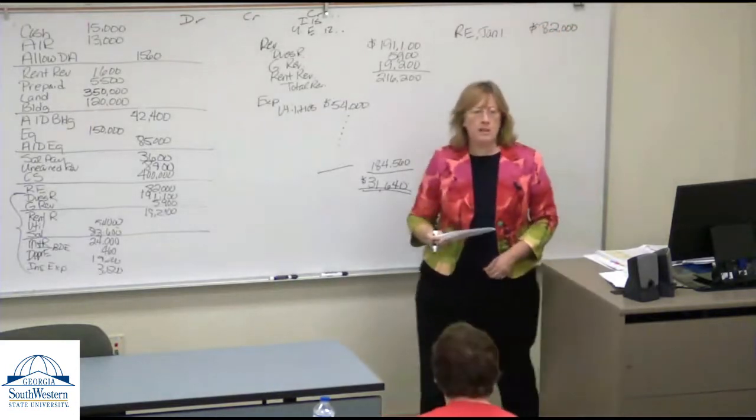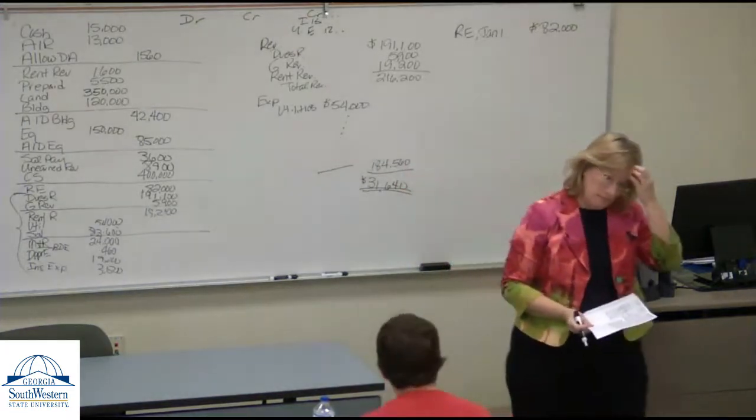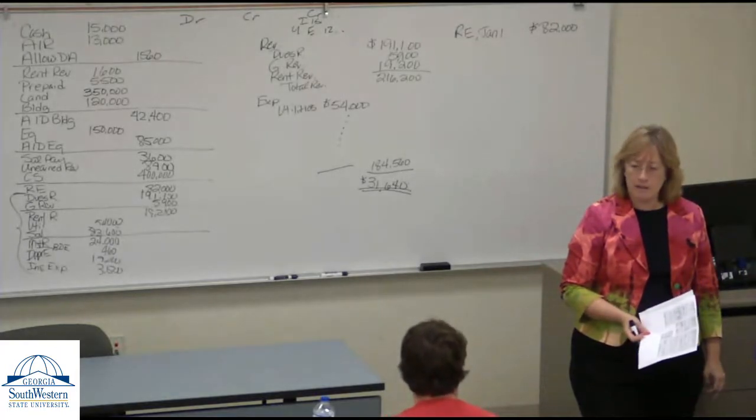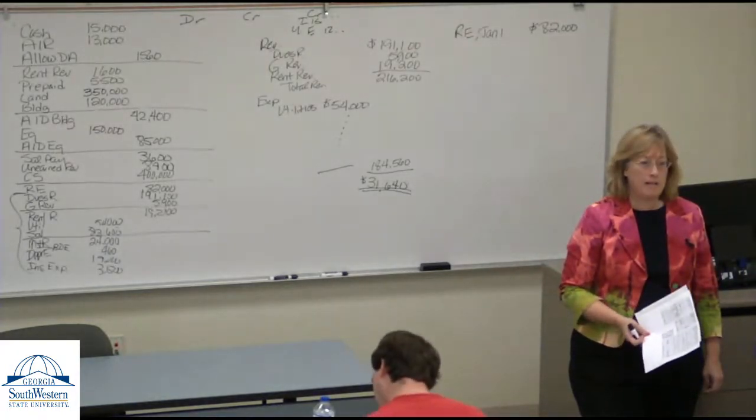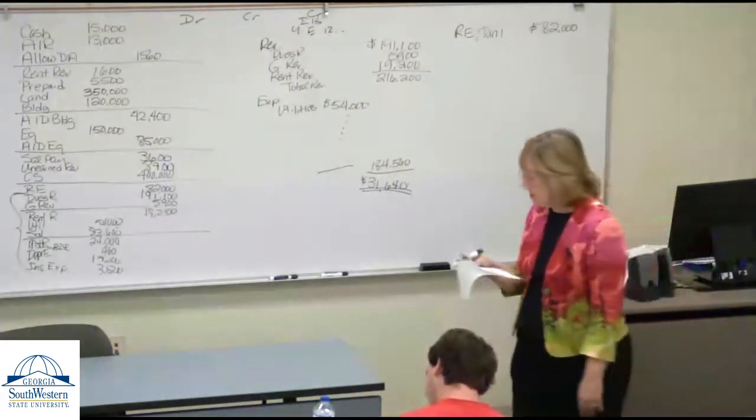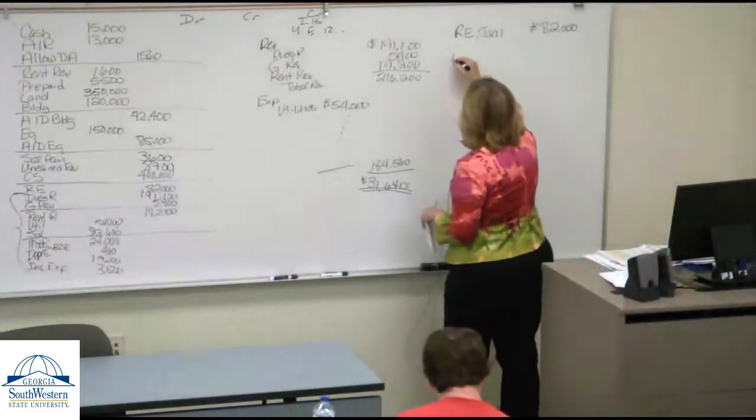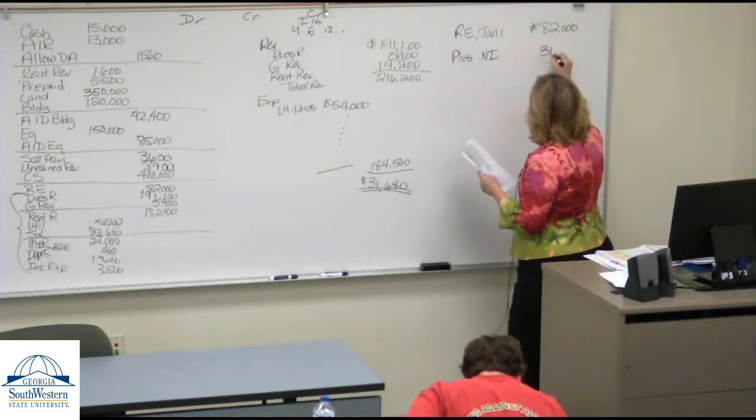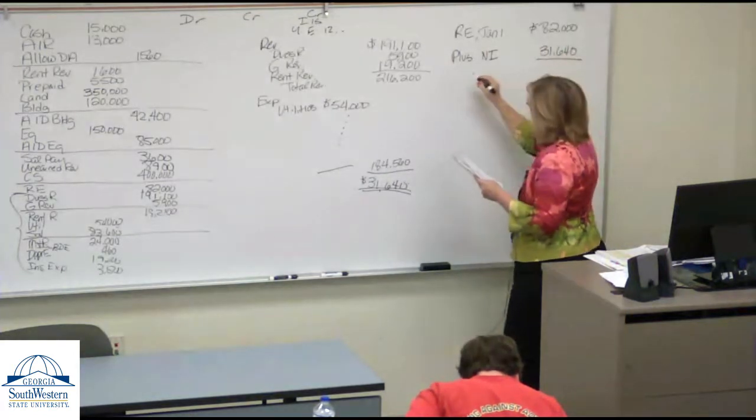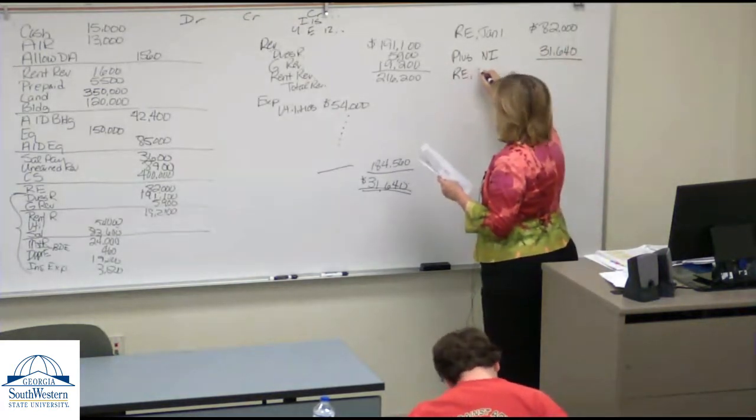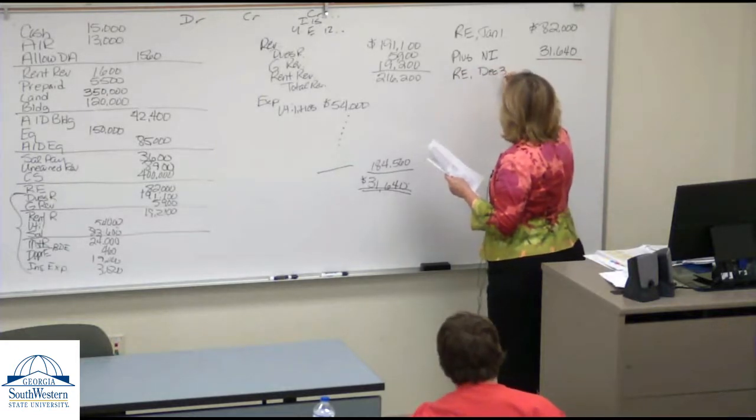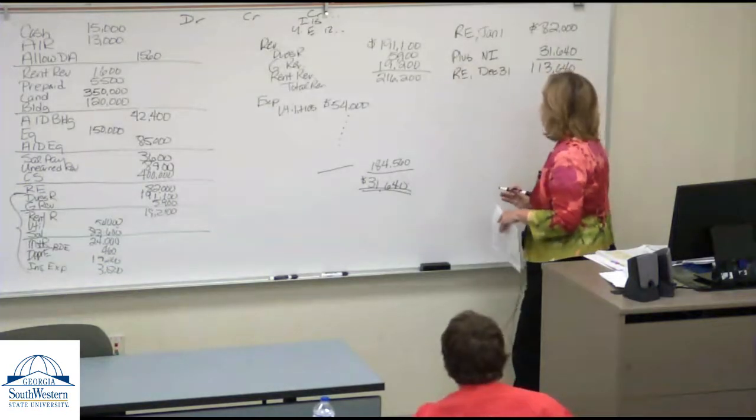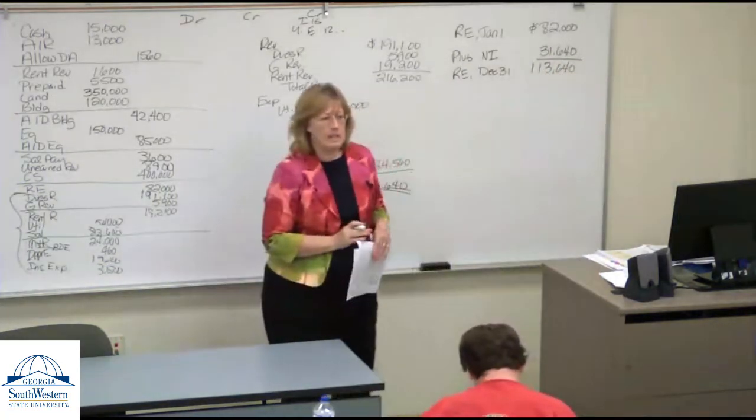So what is our formula for retained earnings? Add net income, subtract dividends, and that gives you your ending balance. So all we're going to do is say plus net income, or add net income, which is 31,640, and that gives us retained earnings at December 31, which is 113,640. Okay, so does that make sense?